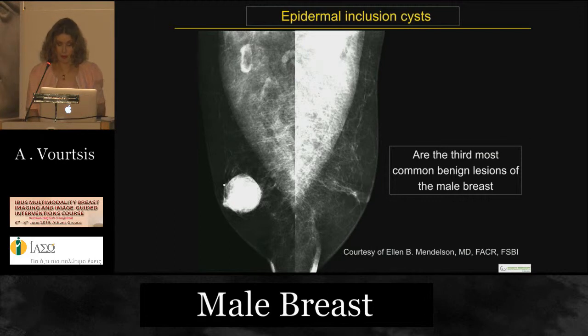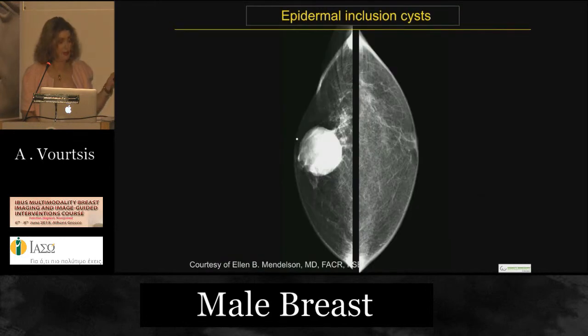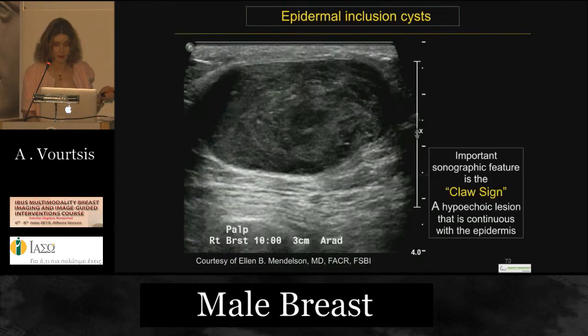The third most common benign lesion of the male breast are epidermal inclusion cysts, and this is a case of a large mass. An important sonographic feature is the claw sign in these tumors, where you can recognize the hypoechoic lesion that is continuous with the epidermis.